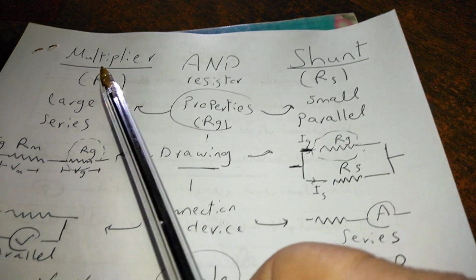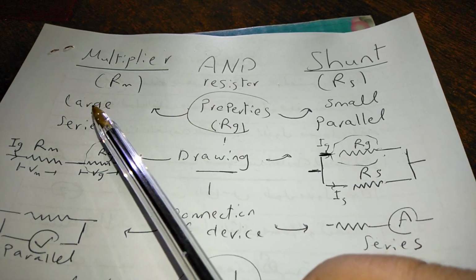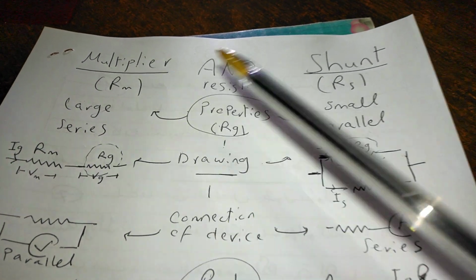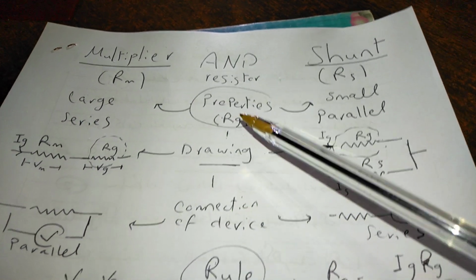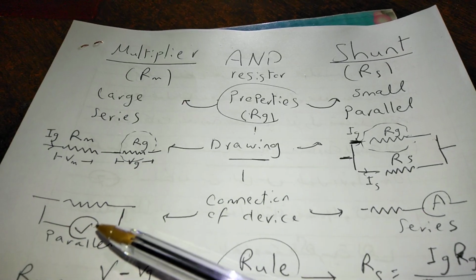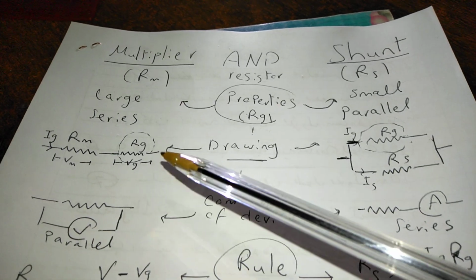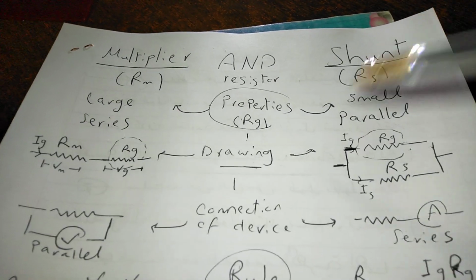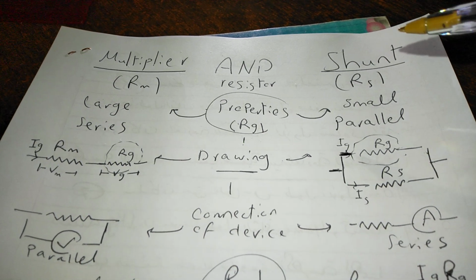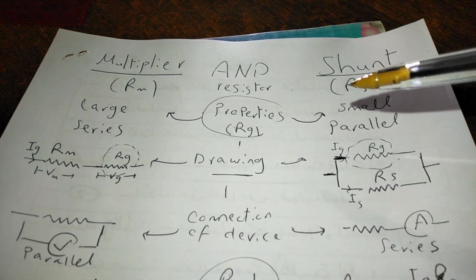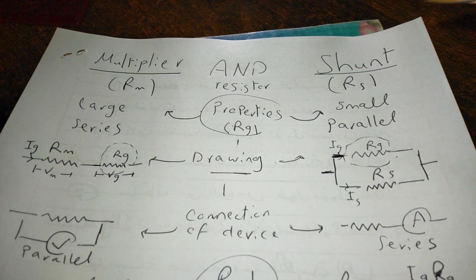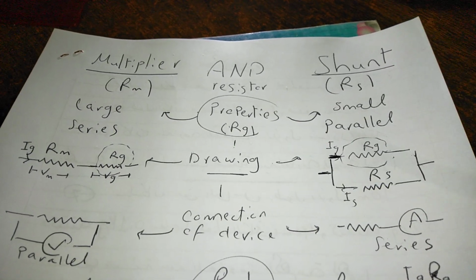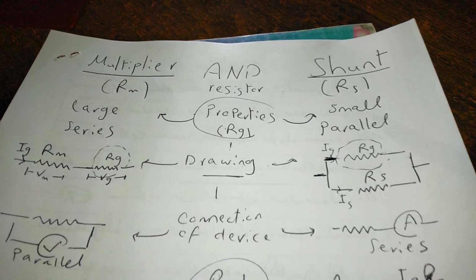multiplier resistor: it is a large resistor that is connected in series to the coil of the galvanometer to convert it into a voltmeter that can measure high voltage value. And as we can see, the properties are reversed. They are opposite in their properties, which can be considered as a definition for each.